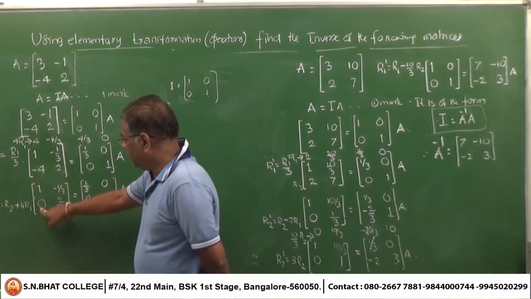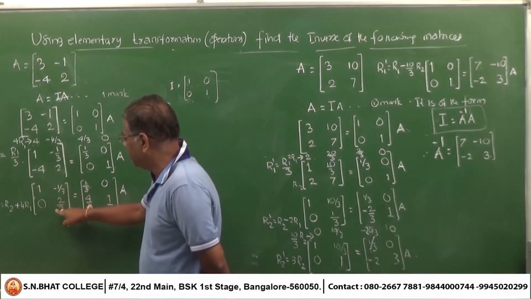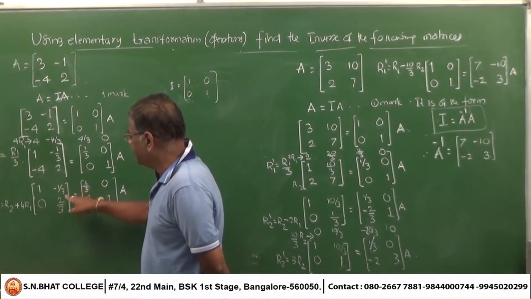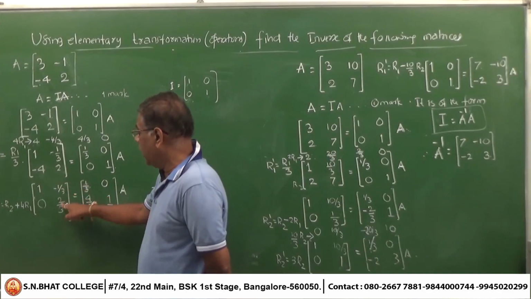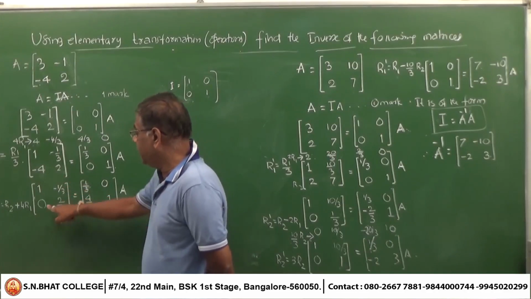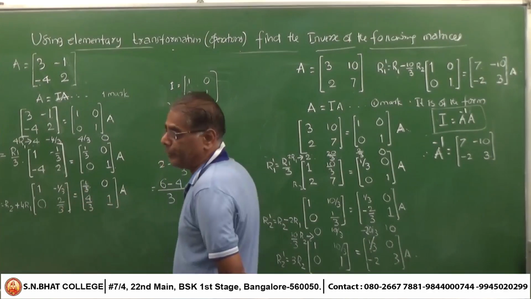First I have made 1, next I have made 0, next you have to make this element to be 1. To make 1, either multiplication or division; to make 0, either addition or subtraction. How do you make this element to be 1? Multiply R2 by 3 by 2 or divide by 2 by 3.